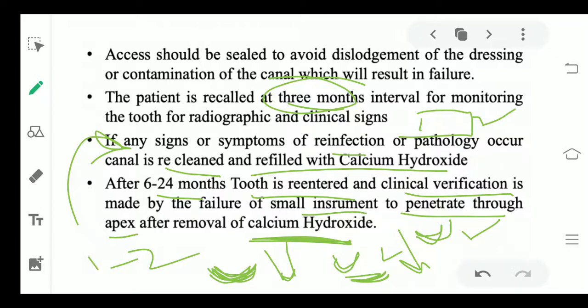But if the file or any small instrument which you have taken is not able to penetrate further, it means that the apex is now closed, and then you can go for a treatment further. This is a clinical verification which you have to check. Clinically you have to verify that situation.